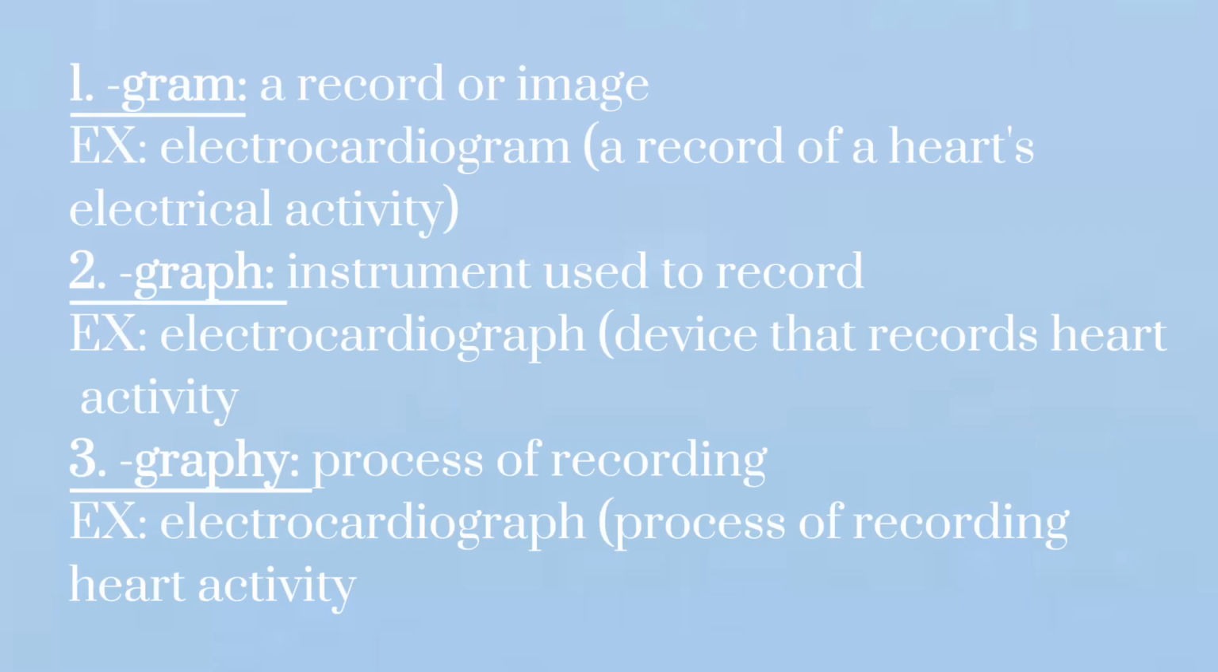Key terms. 1. Gram. A record or image. An example is an electrocardiogram, which is a record of the heart's electrical activity. 2. Graph. An instrument used to record. An example is an electrocardiograph, which is a device that records heart activity. 3. Graphy. The process of recording. An example is electrocardiography, which is the process of recording the heart activity.